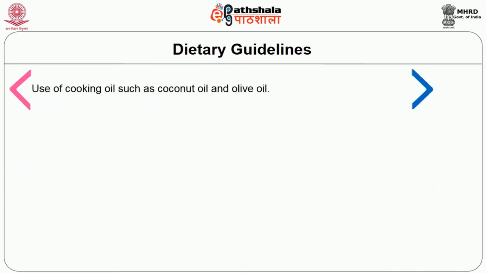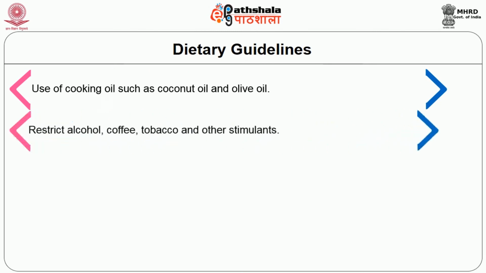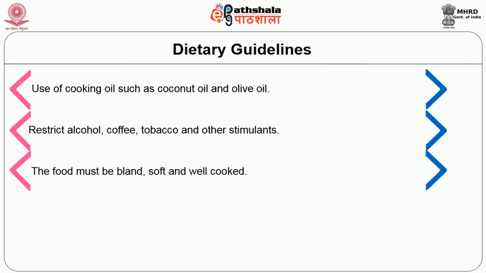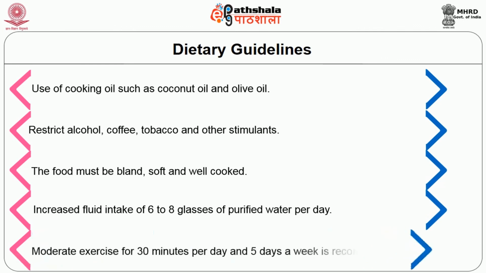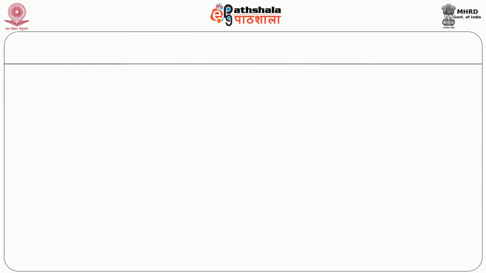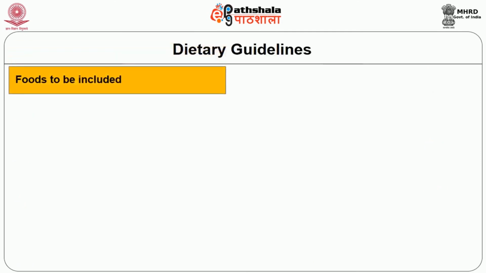Then use cooking oil, mainly coconut oil, olive oil or gingelly oil, and restrict the alcohol, coffee, tobacco and other stimulants. The food must be bland, soft and well cooked. Increased fluid intake of 6 to 8 glasses of purified water per day, and moderate exercise for 30 minutes per day, 5 days a week, is recommended. Now, let's move on to the foods to be included.